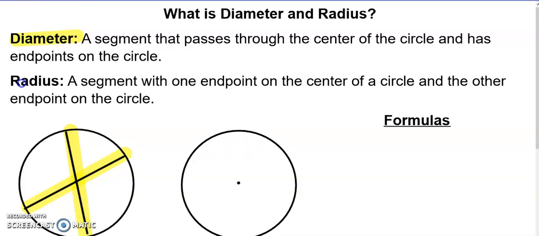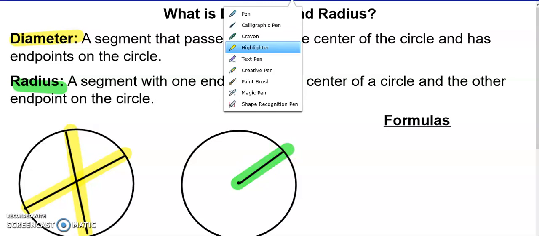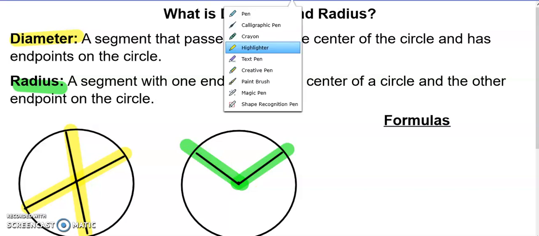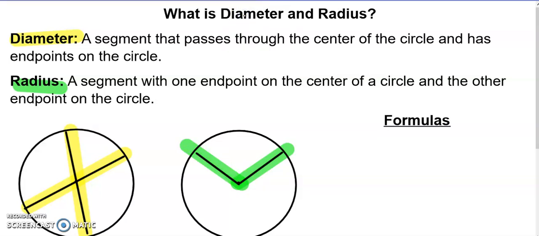Now, a radius is a segment that has one point on the center. So we're going to start on the center, and we're going to go to the circle itself. That is what's called a radius. There are an infinite number of radii, radii is plural for radius, in this circle, and there are an infinite number of diameters. So when we're talking about diameters and radius, the length of a diameter is 2 times the radius. 2 radii make a diameter, and a radius is half of a diameter. So we are going to use those two formulas to find diameter and radius, depending on which one we're given.